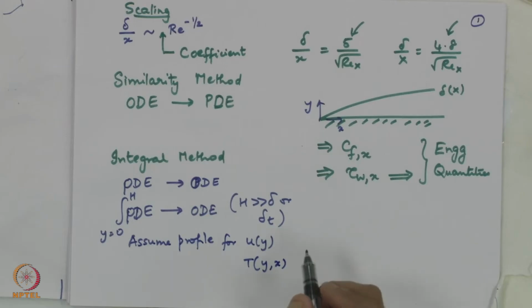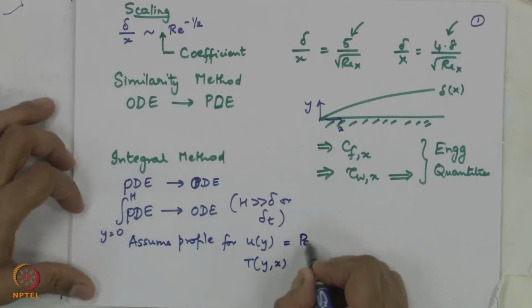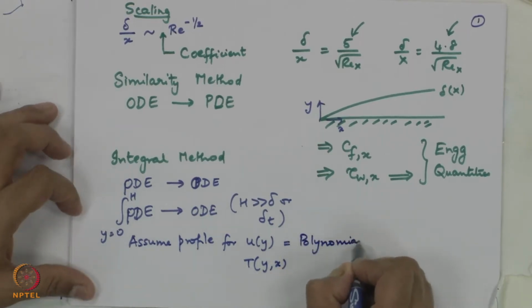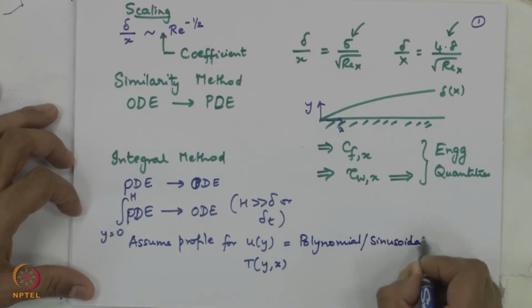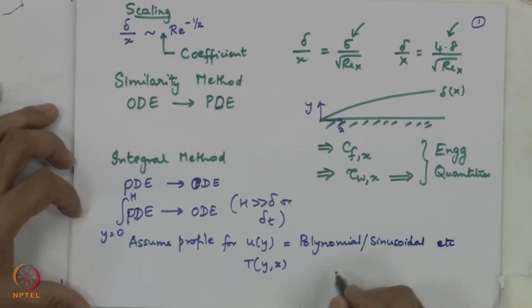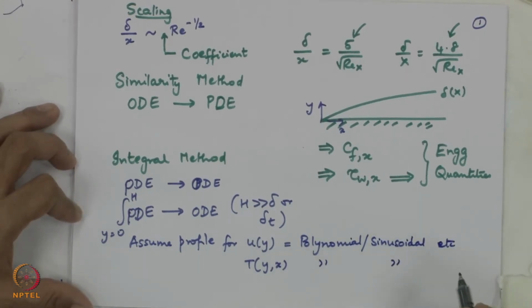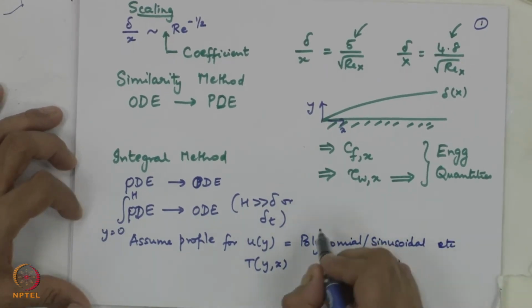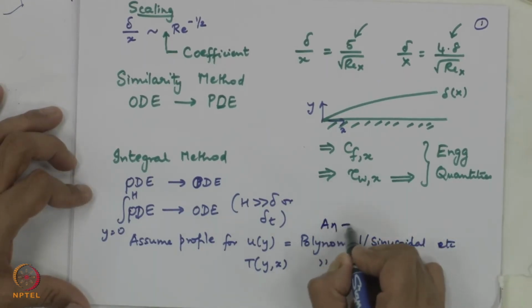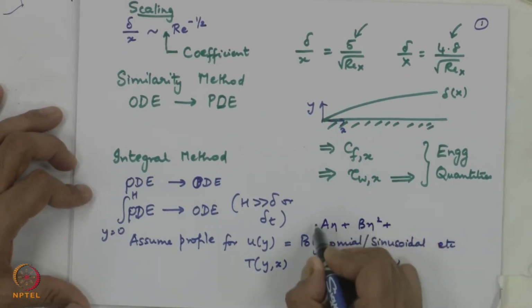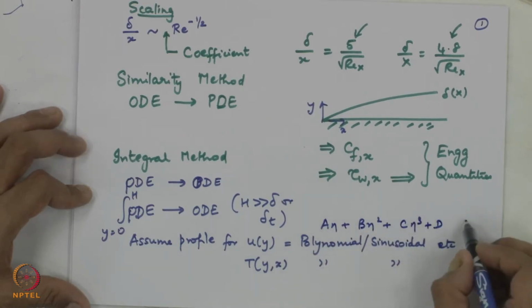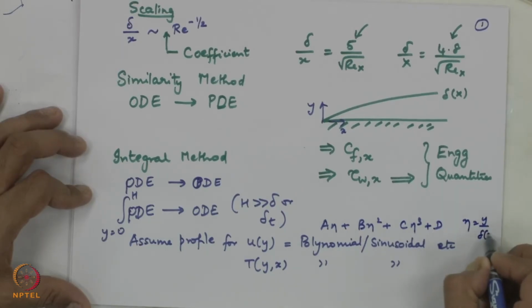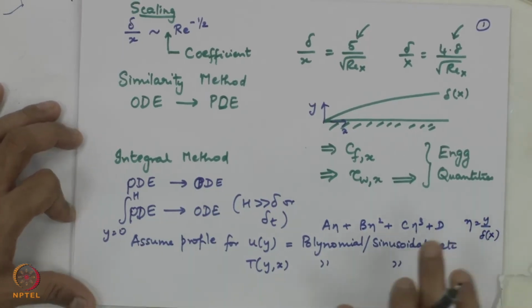That means, you say that this is going to vary as, say, a polynomial or sinusoidal or any function, etc. You choose the function. This also could be any function. Once you choose this, there would be, say for example, we take A eta plus B eta square plus C eta cube plus D, where eta is equal to y over delta as a function of x. This eta is just a dummy variable, it has no physical significance.